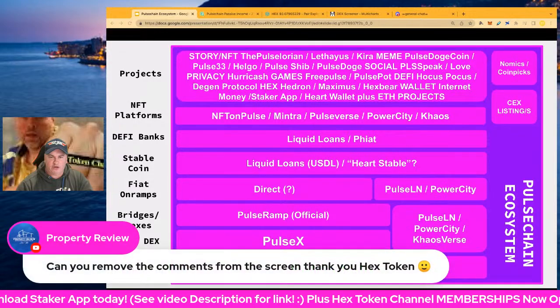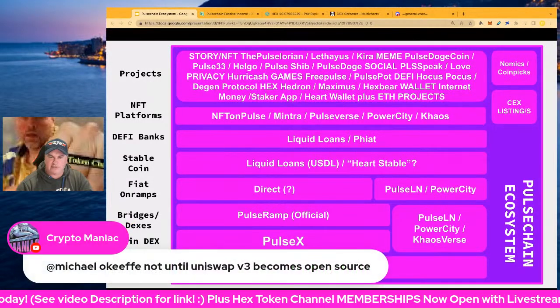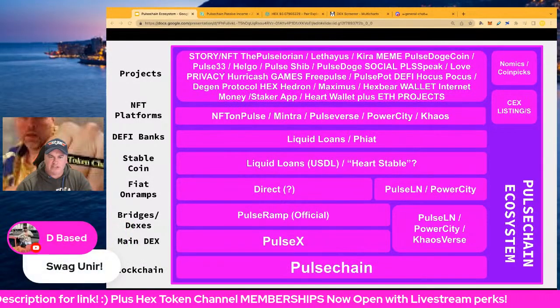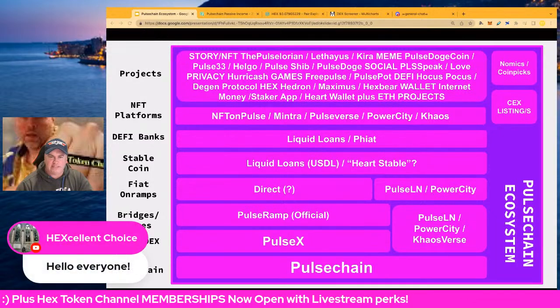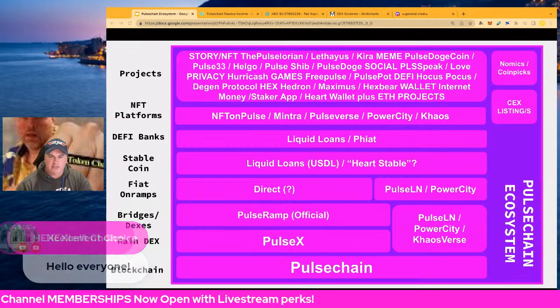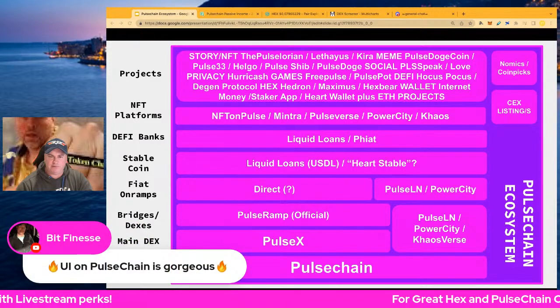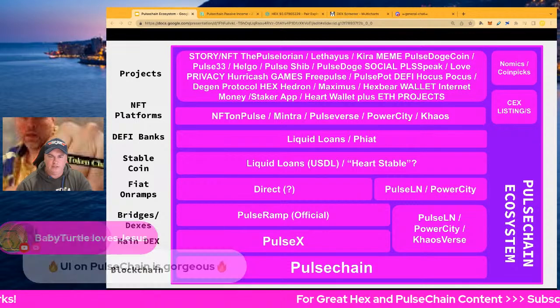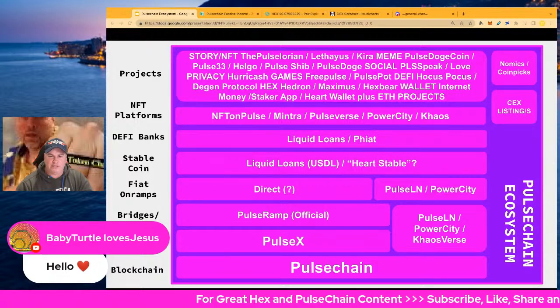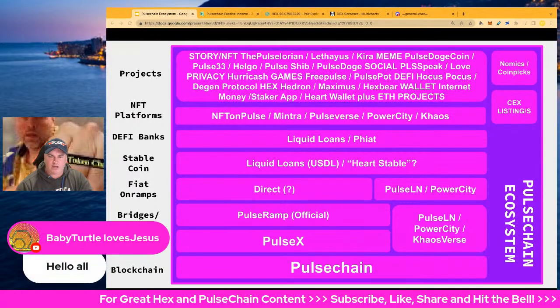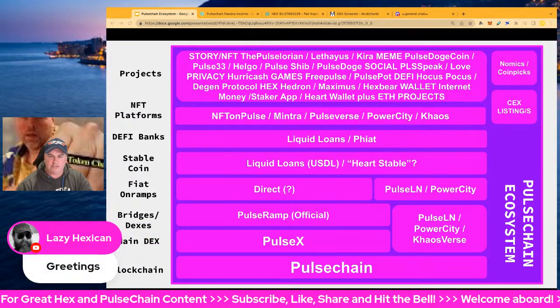Product View says, can you remove the comment? It certainly did that. So lucky, just in time. Swag says, let's go, says Briz. Absolutely. Hello, everybody. Says, excellent choice. Good to see you in the house. With the thumbs up, looking good. UI on Pulsechain is gorgeous, says Bitfinex. It does look really good. Baby Turtle's in house there. Hello, Baby Turtle. Good to see you. And Baby Turtle's got hi all. Lazy Hexkins, greetings. Good to see you, Lazy Hexkin.